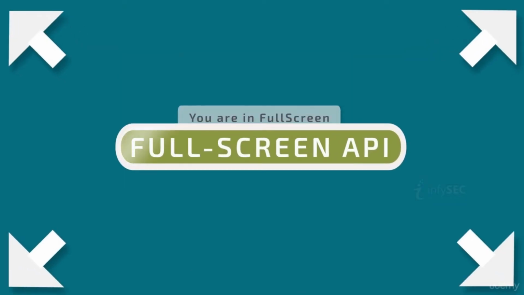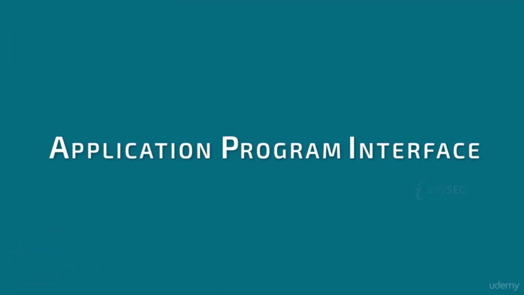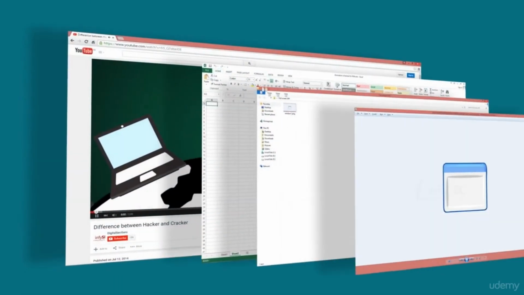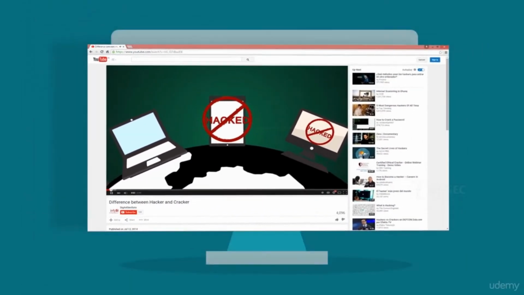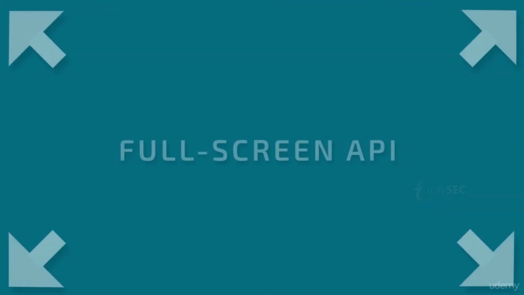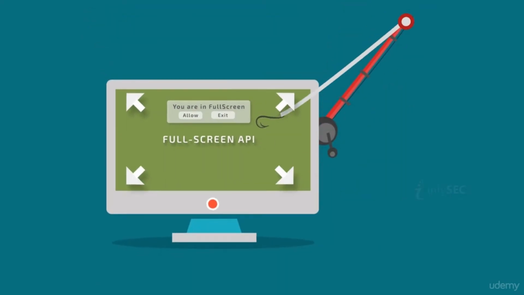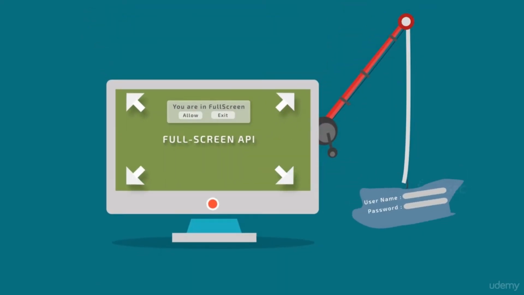Full Screen API. API, Application Program Interface, is basically a set of GUI components. YouTube's full screen option uses an API that fills the entire screen, called the Full Screen API. Let's see how a Full Screen API can be used to launch a phishing attack.